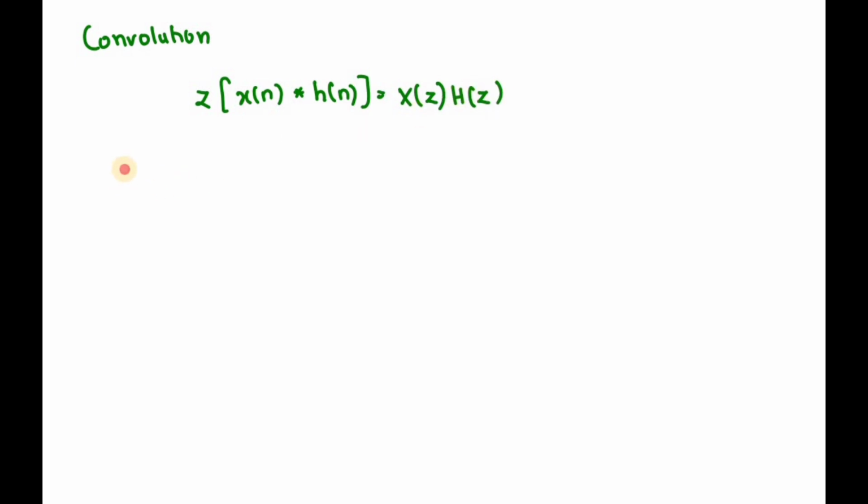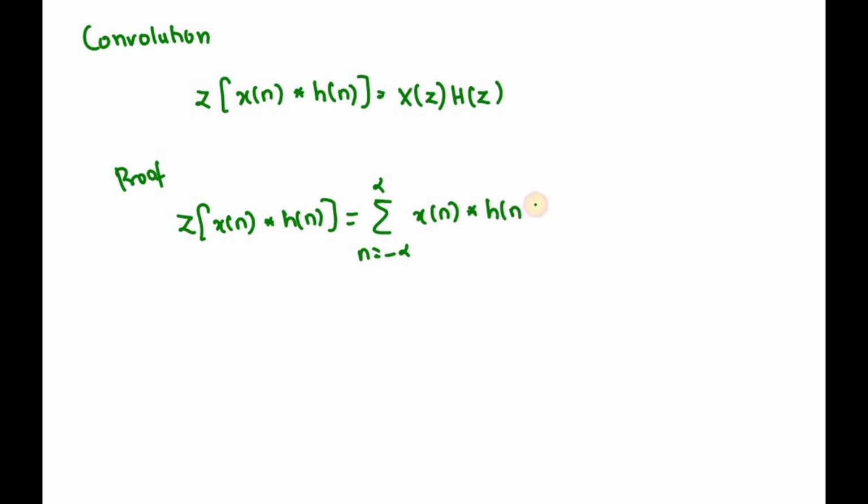So the proof is: the Z transform of x of n convolution h of n is equal to summation n equal to minus infinity to infinity x of n convolution h of n z power minus n.